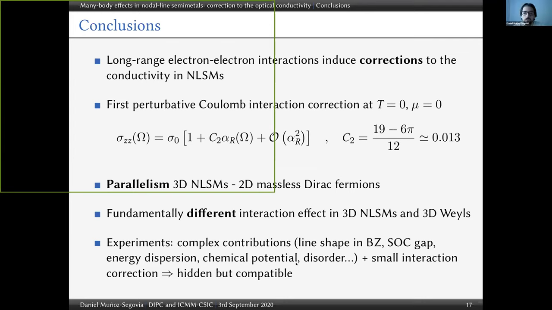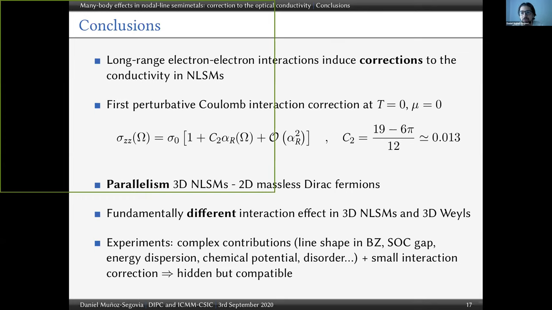I believe that when you have a finite chemical potential, then you have a finite density of states, so you will have screened interaction, and therefore the long-range interaction would effectively become short range. Indeed, while preparing the presentation, I've been thinking about the validity of RPA in our system and in our model, and I believe that RPA is indeed valid for the range of parameters where our model is valid.